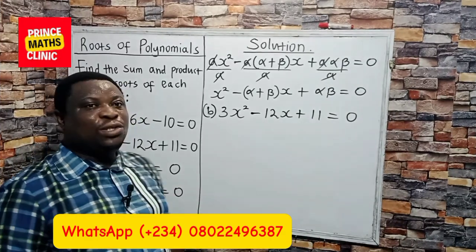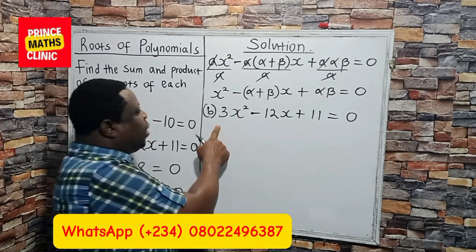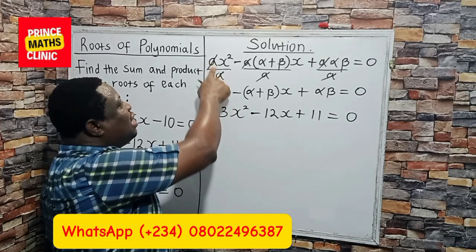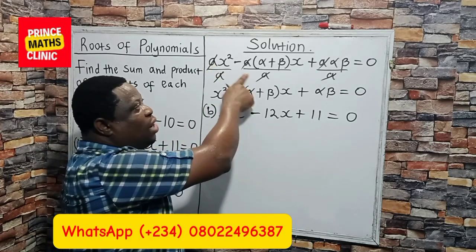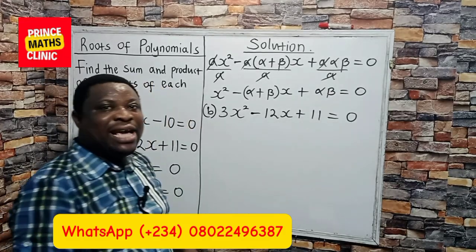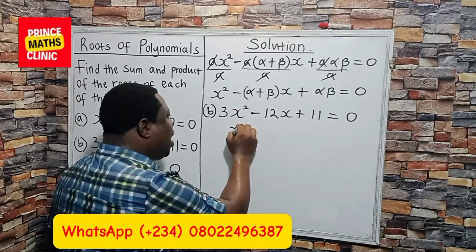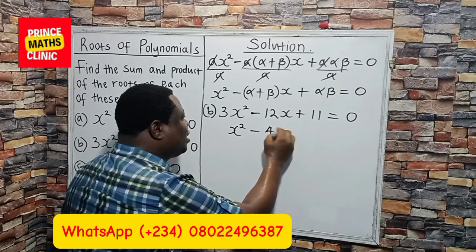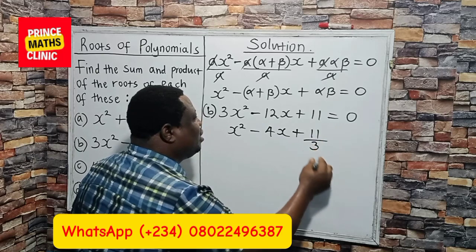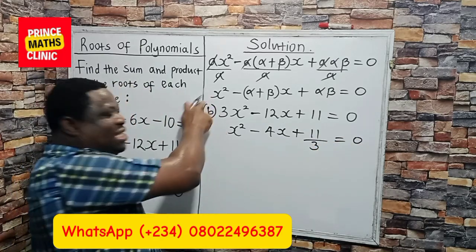In this second question, let us compare: x squared is x squared, but here we have a coefficient. So just like we divided by the leading coefficient in this particular generic equation, we are going to divide all through by the leading coefficient here. If you do that, here will become x squared, here will become 4x, here will become plus 11 divided by 3, all equal to 0. So it now looks like this.